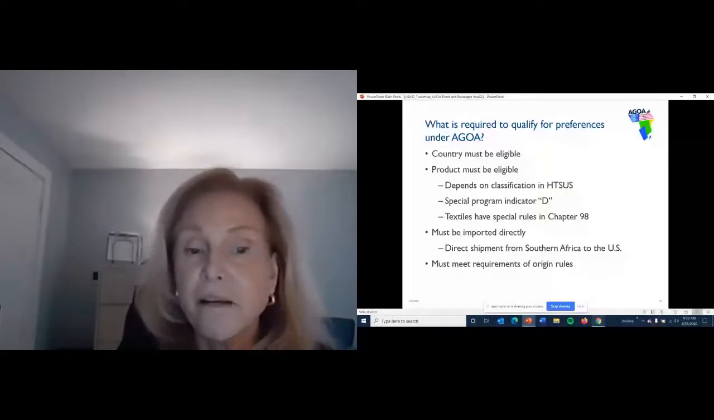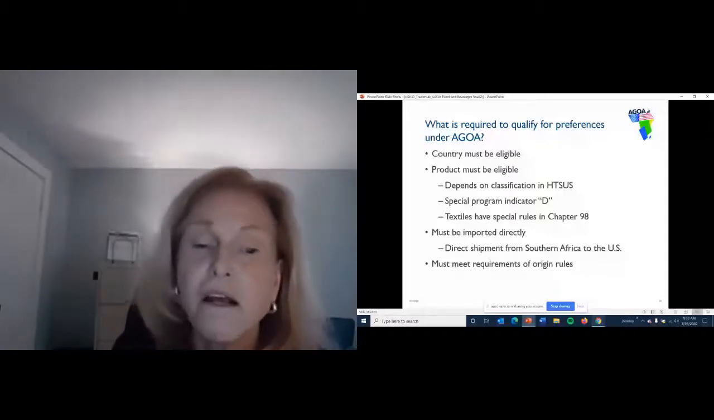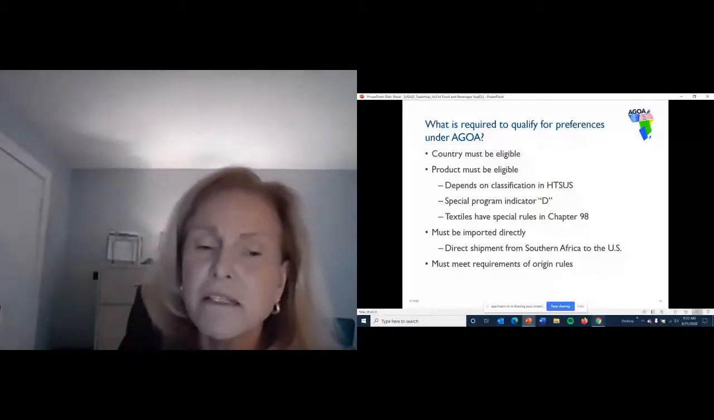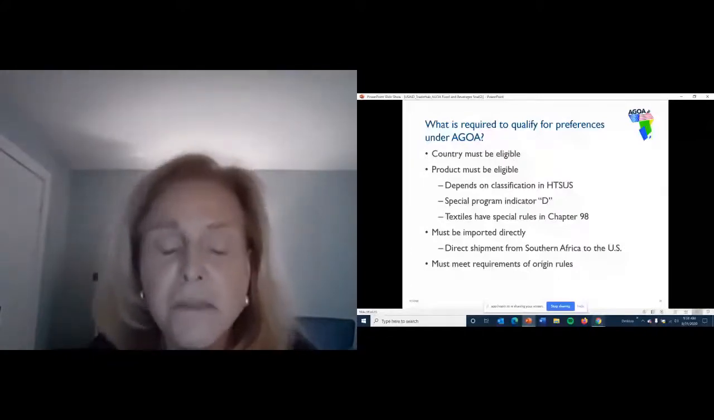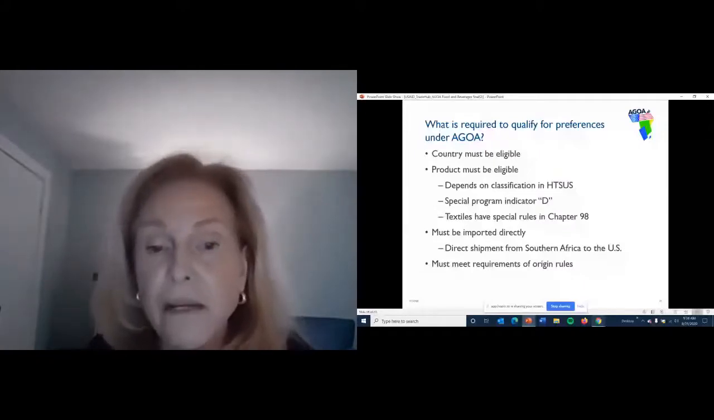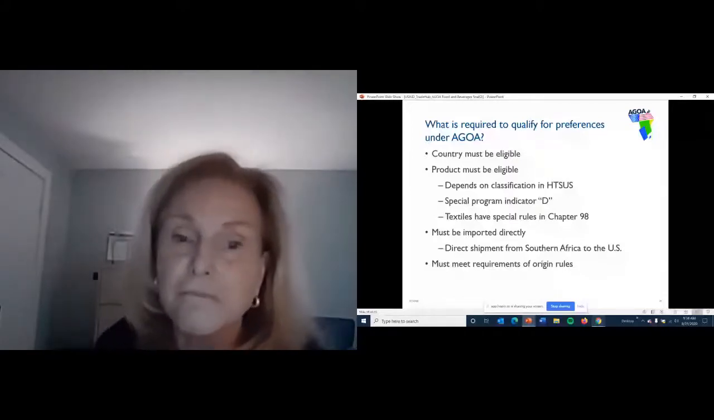Another requirement is that it must be imported directly, which means direct shipment from Africa to the US. What this means is if you go through Europe, for example, you cannot enter the commerce of another country. It's possible to transit through, but not to enter the commerce. And then also you must meet all the requirements of the origin rules.